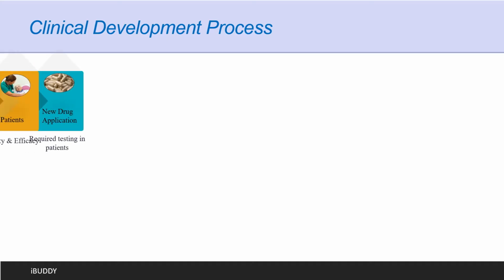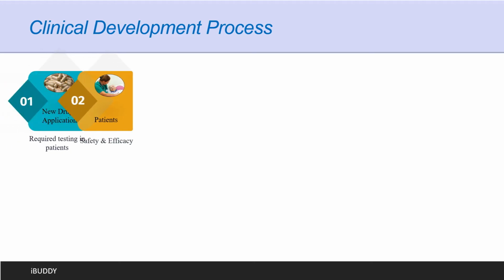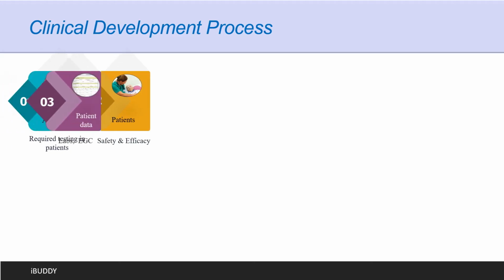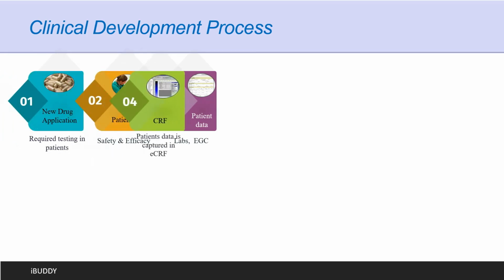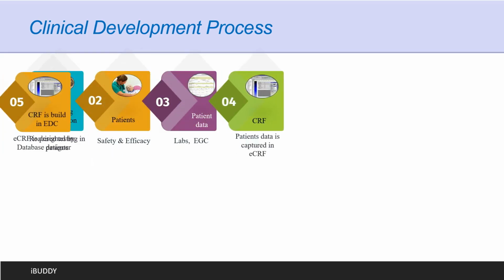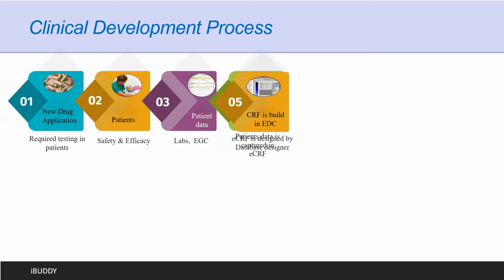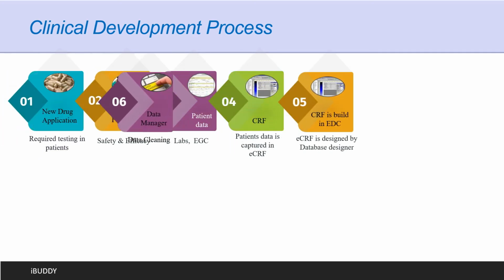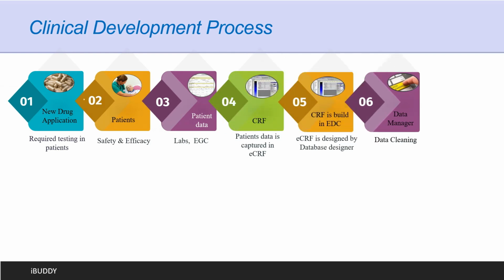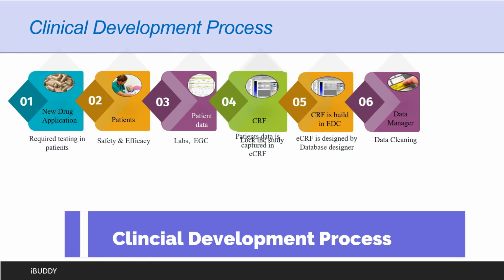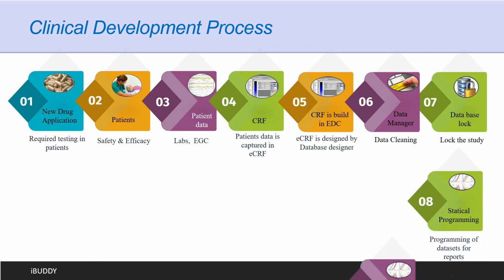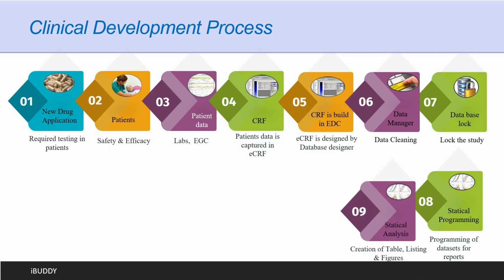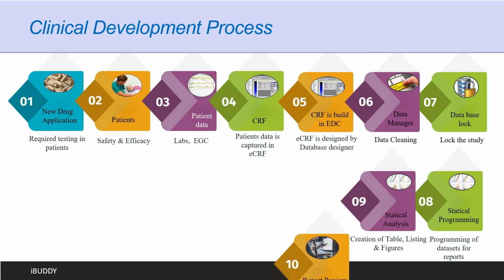Every new drug application should be tested in patients for safety and efficacy. Patient data like labs and ECG need to be captured in CRF, which is built in the EDC system like RAVE. Patient data is cleaned by the data manager and, post data review, the study is locked. Cleaned data is transferred to the statistics and programming department for creation of tables, listings, and figures, which are reviewed by statisticians and clinicians. The medical writer writes the clinical study report.